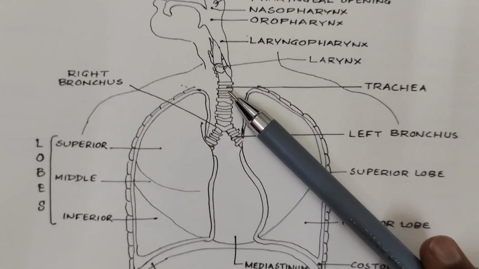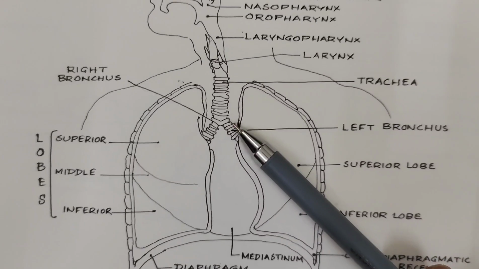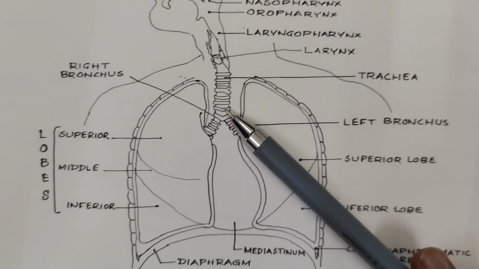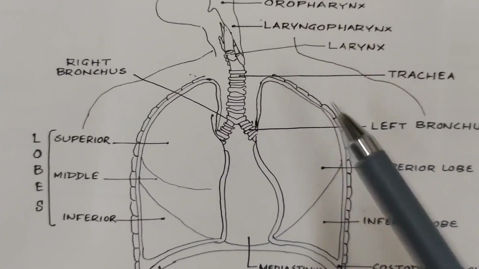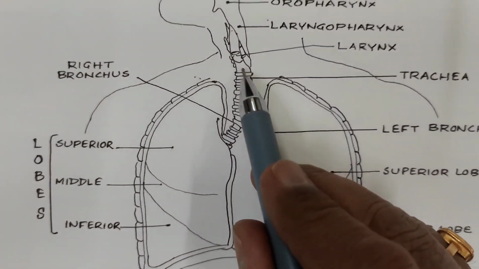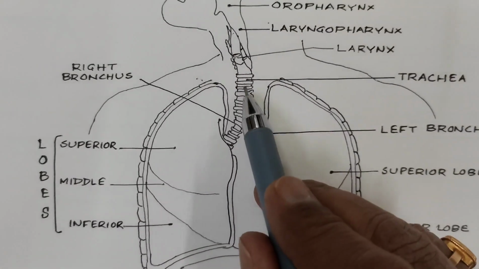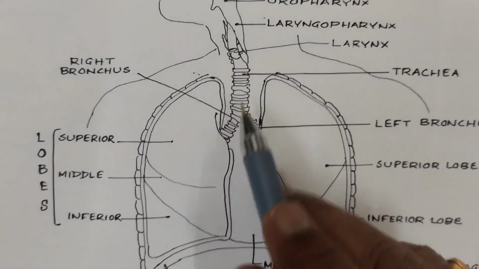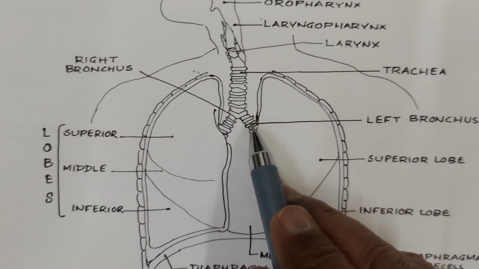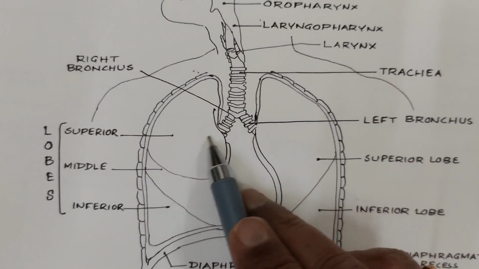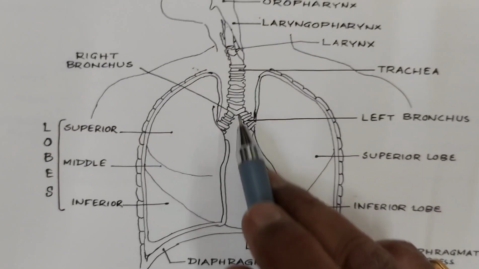From the larynx, down comes the trachea. Trachea means the main windpipe. These are C-shaped cartilaginous rings. Look over here, these ones, 1, 2, 3, 4, and so on. These are C-shaped rings. Now the trachea is divided into two parts, the two bronchi.